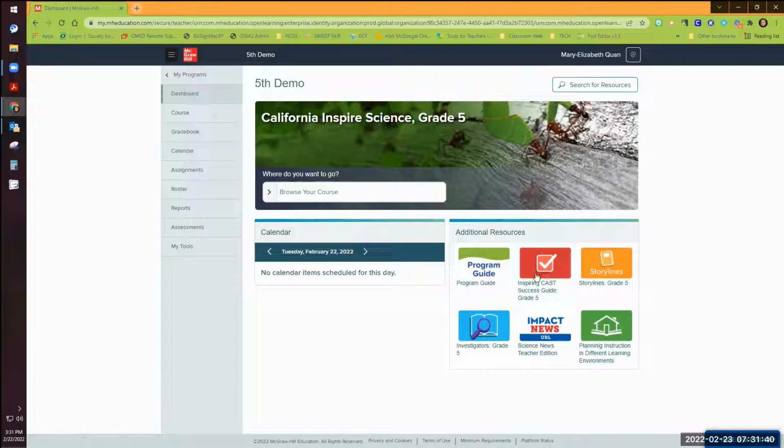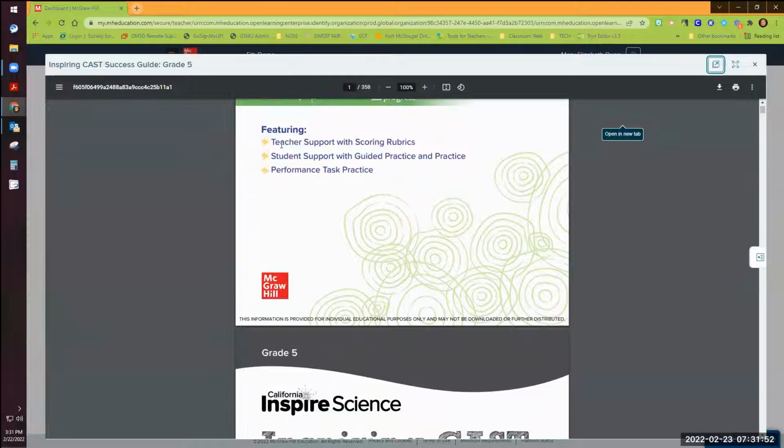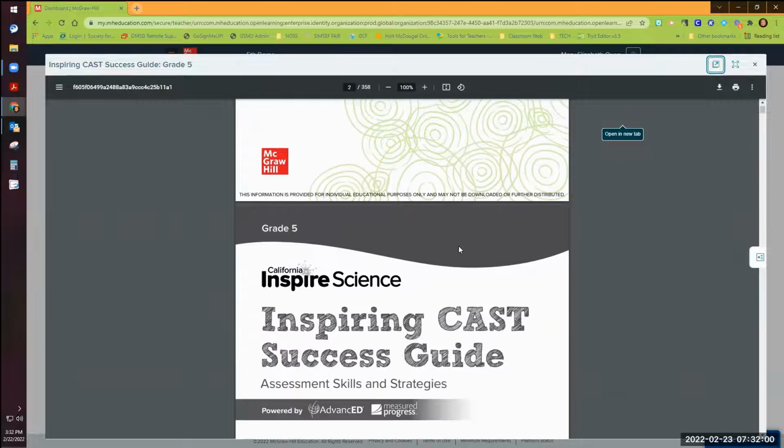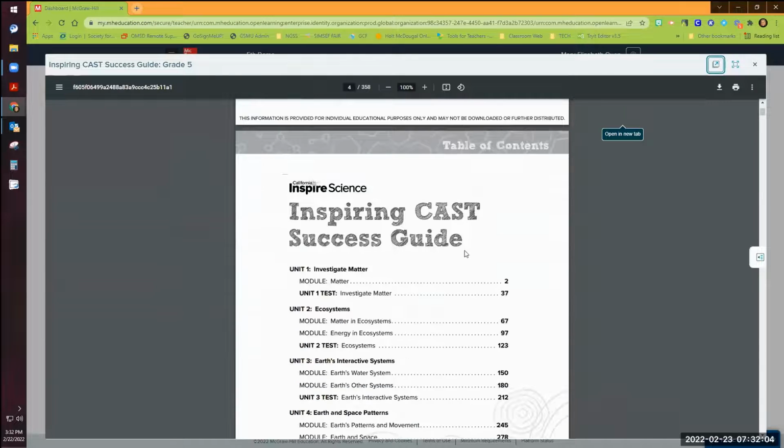I'll show middle school. Middle school has a little bit different, no, maybe it's the same. But it's right here in the additional resources section, Inspiring CAST Success Guide, grade 5. You'll see that it has the teacher support scoring rubrics, student support with guided practice, and then performance task practice. So this could be your go-to guide for those performance task practice items.